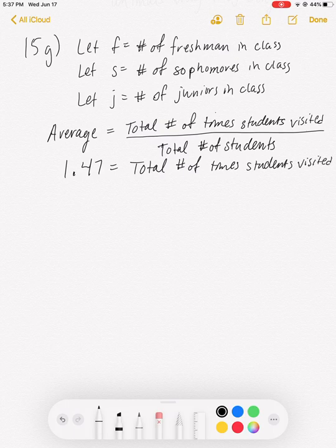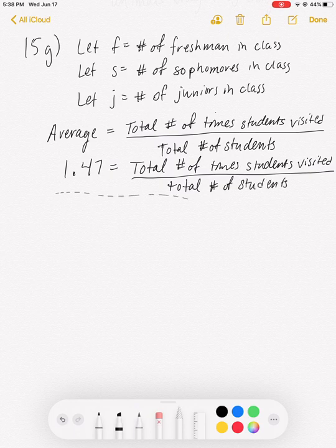Total number of times students visited, divided by total number of students. So we got that as 1.47.